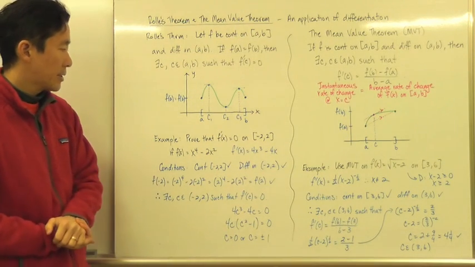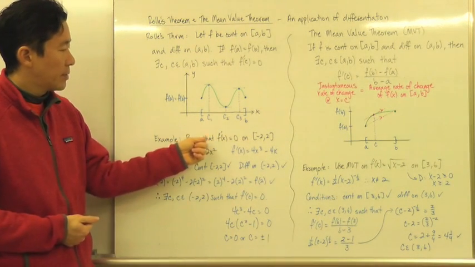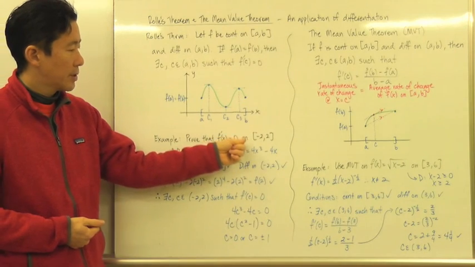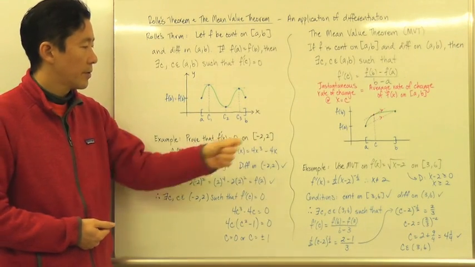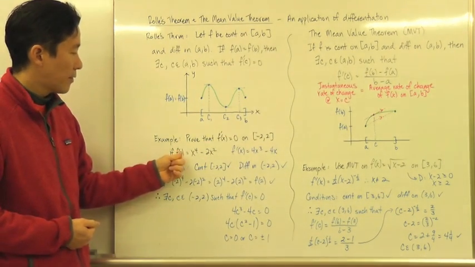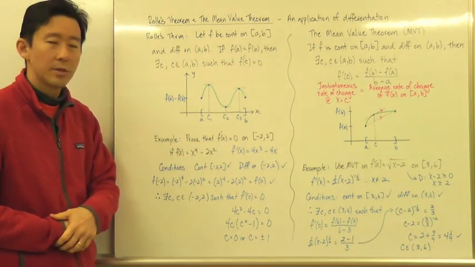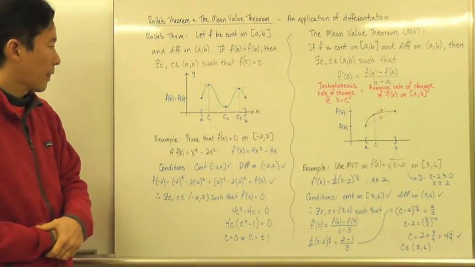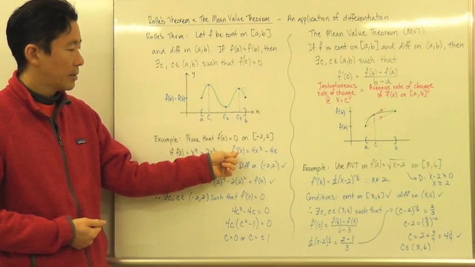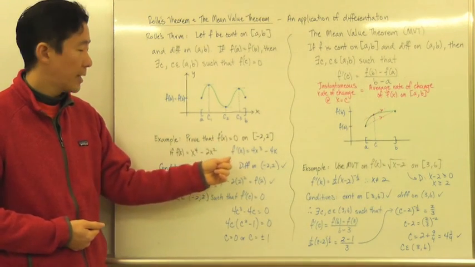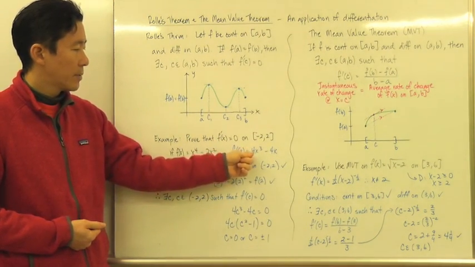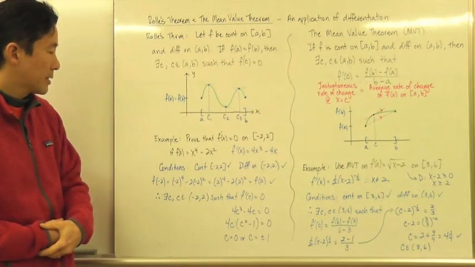Now let's take a look at a particular example here. It says prove that f prime of x is equal to 0 on the closed interval negative 2 to 2 if f of x is equal to x to the fourth minus 2x squared. I'm going to directly take the derivative here because we're going to have to use that. We have f prime of x equal to 4x to the third minus 4x.